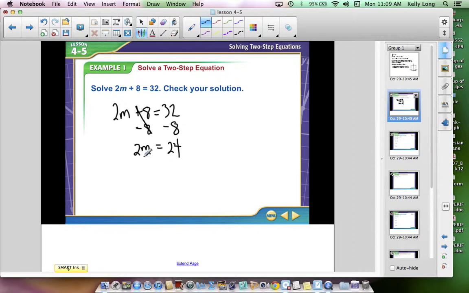Divide, I'll get the m by itself. What's going to get rid of the times 2? Divide by 2. If I divide one side by 2, I've got to divide the other side by 2. So I get m is equal to 12.